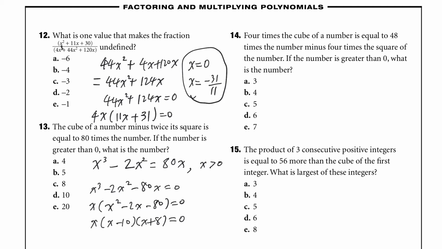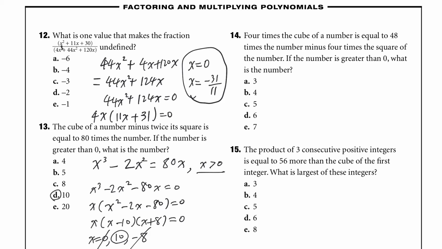And what is the number? So x can be 0, or x can be 10, or x can be negative 8. But remember that they're asking for a number greater than 0. So that's not it, and that's not it, and so the answer is 10.